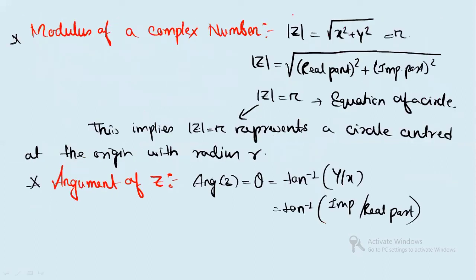Now we will see the modulus. Modulus of z is equal to root over x square plus y square. That is the root over of what? Real part square plus imaginary part square. Mod of z equals r. It is the equation of a circle, which is centered at the origin and has a radius r. Similarly, we can see the argument of z. Argument of z is denoted by theta, and it is equal to tan inverse y by x. That is tan inverse of the imaginary part divided by the real part.